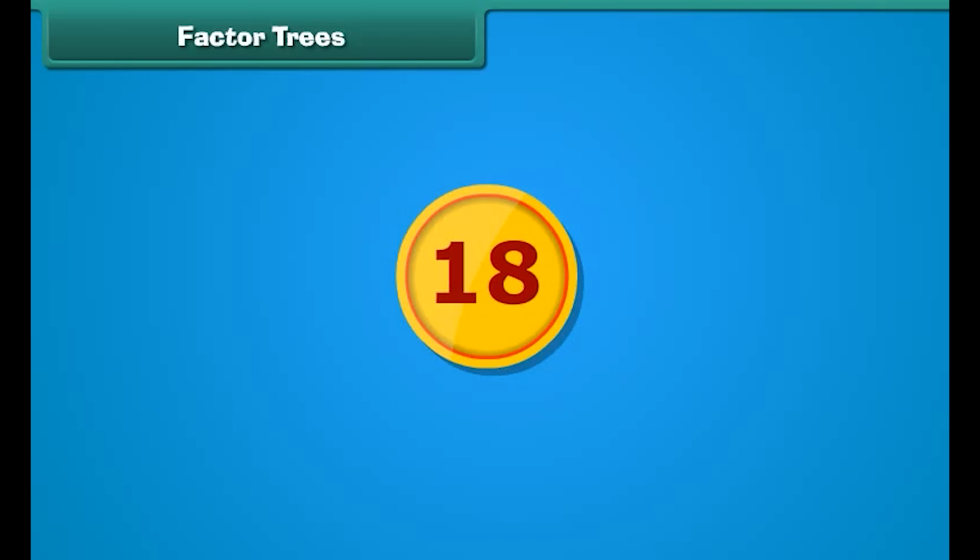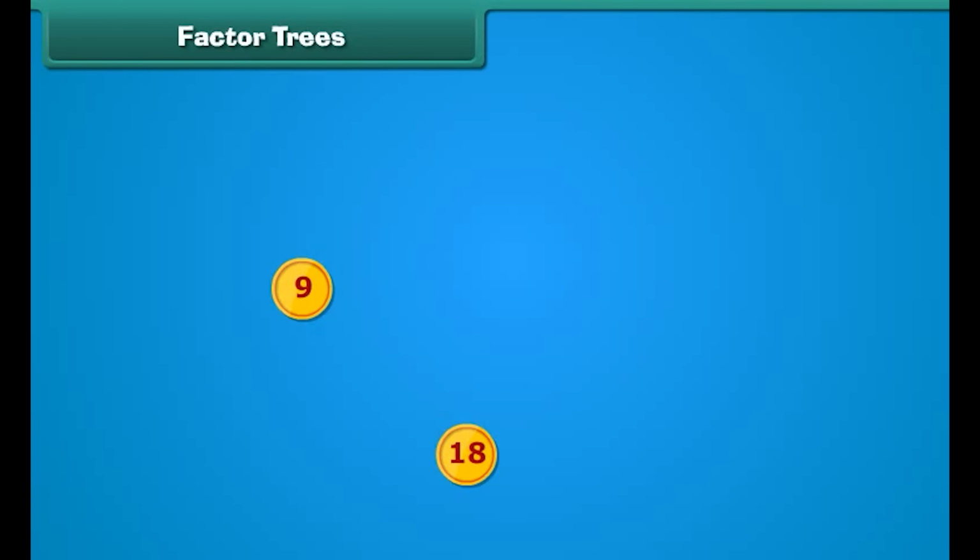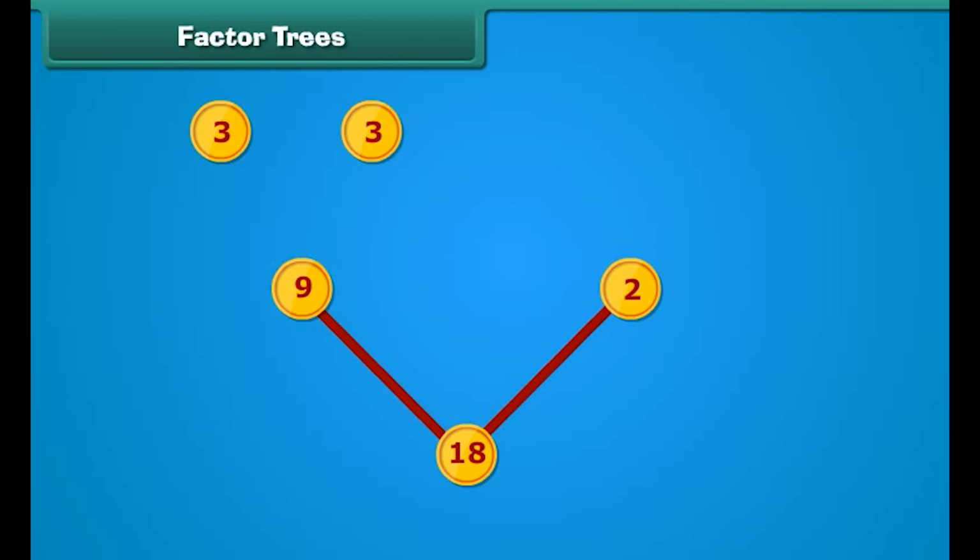Factor trees. Let us now express the factors of 18 with the help of a factor tree. 18 can be expressed as the product of 9 and 2. We draw 2 branches from 18. Mark one as 9 and the other as 2. 9 can be written as the product of 3 and 3. We draw 2 branches from 9.